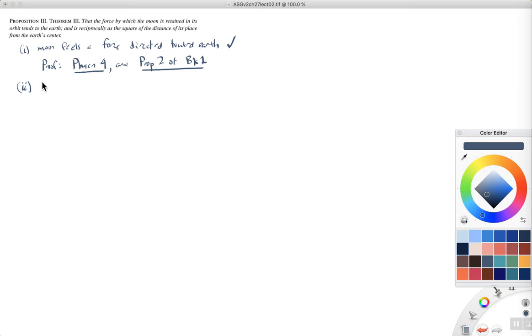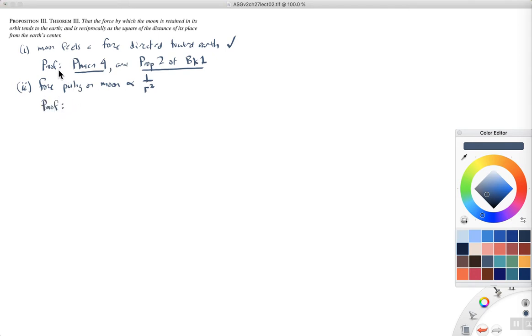Point 2 is that this force is reciprocally as the square of the distance of its place from the Earth's center. In other words, the force pulling on Earth's moon is proportional to 1 over its distance from the Earth squared. That is, it's an inverse square force. Okay? Now, how does he prove this?